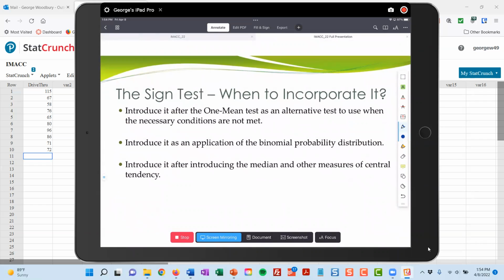You can bring it up when you cover probability distributions because it's just a nice application of the binomial distribution. And you can even introduce it really early when you introduce measures of central tendency. All your students have to understand is what a median is and what that represents, half the values above, half below. And then you can incorporate this in. I'm going to finish by showing you how we can do this way back at the beginning of the course. And that can be done by using coin flipping.